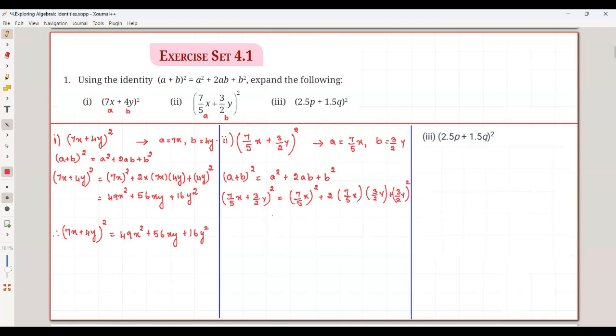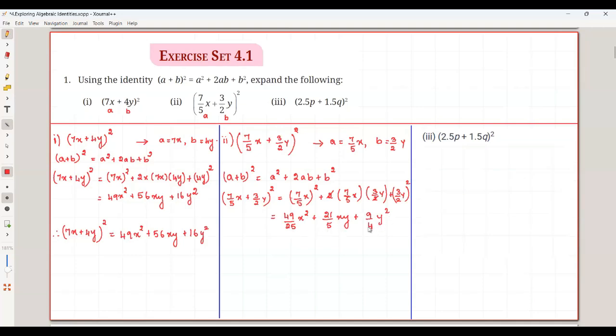So if we're just simplifying this, we'll be getting 7 square is 49 by 5 square is 25, x square, plus, here this 2 and 2 get cancelled. 7 3s are 21 by 5, x into y is xy. Now 3 square is 9, 2 square is 4, y square is y square. More than this we cannot simplify, therefore 49 by 25 x square plus 21 by 5 xy plus 9 by 4 y square.